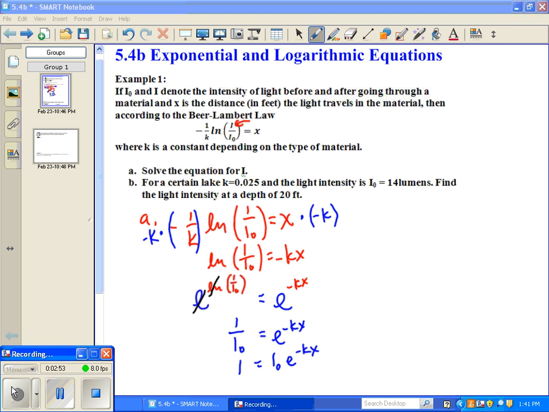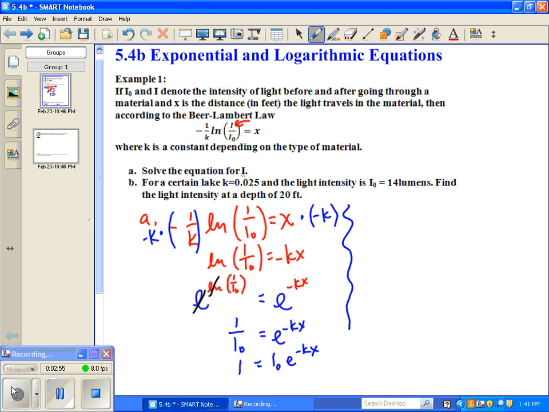In part B, we're actually going to use what we just found. So in B, we're starting with that equation, I equals I sub 0 e to the negative kx. And part B says for a certain lake, k equals 0.025, and the light intensity is I sub 0 equals 14 lumens. Find the light intensity at the depth of 20 feet. Okay, so we have I equals I sub 0 e to the negative kx. And we're going to plug in the information from the problem. So we know that I sub 0 is 14.